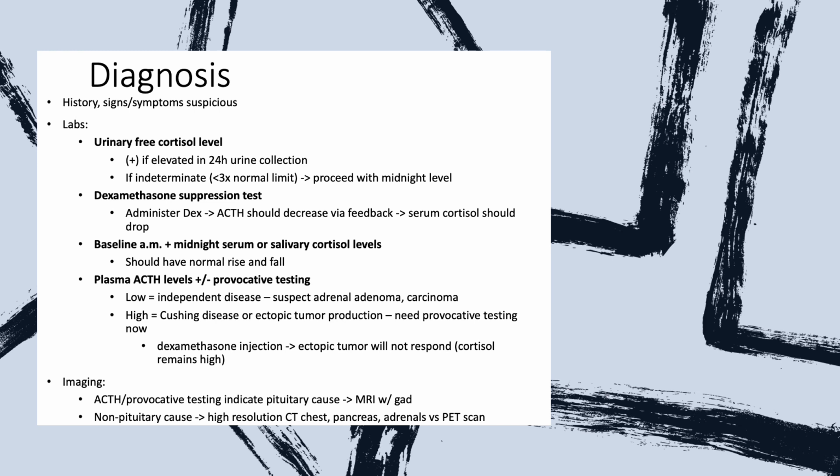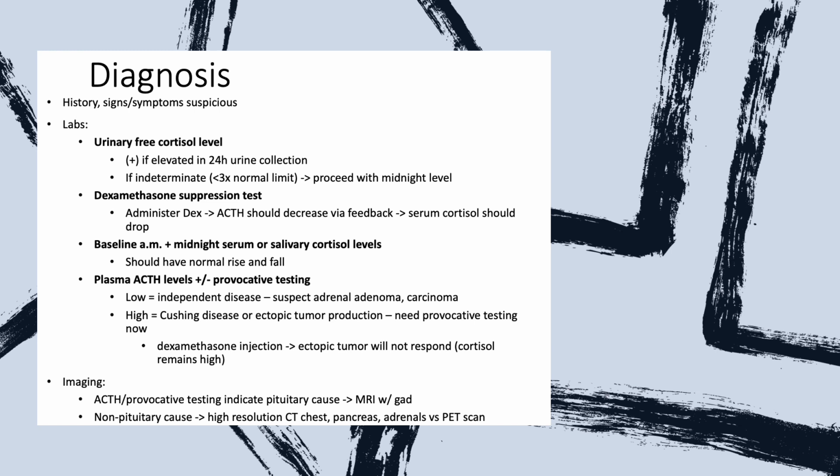The other testing that we can do would be some provocative testing, or get a baseline ACTH level. If it's low, it's indicative of ACTH-independent disease. So we're going to be thinking of independent hypercortisolism. So we want to suspect the adrenal gland itself to be hypersecreting, or another carcinoma. So we're going to want to go down that route of suspecting the adrenal adenoma and then do some imaging.